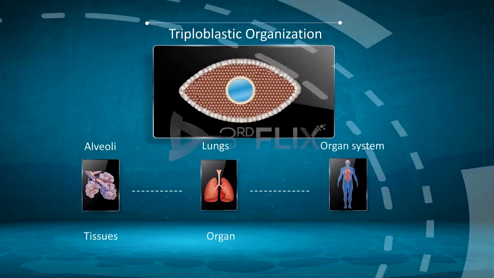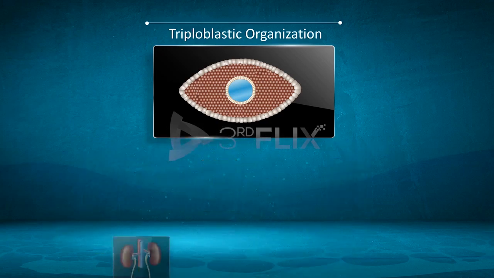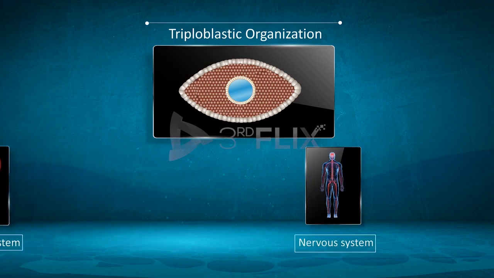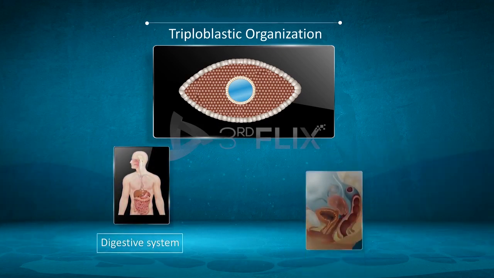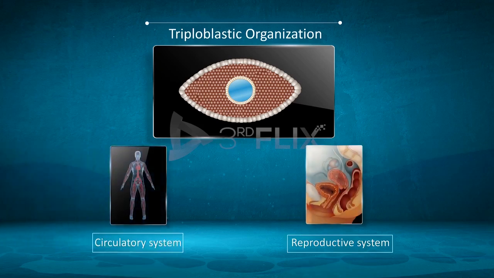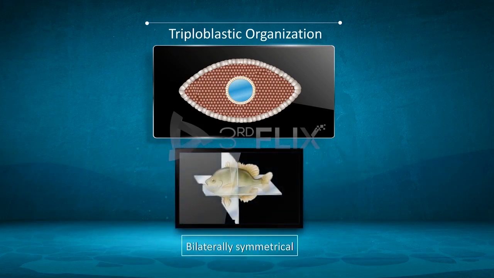Organs are formed by these tissues. These organs form excretory, nervous, digestive, reproductive, and circulatory systems. Triploblastic animals are bilaterally symmetrical organisms.